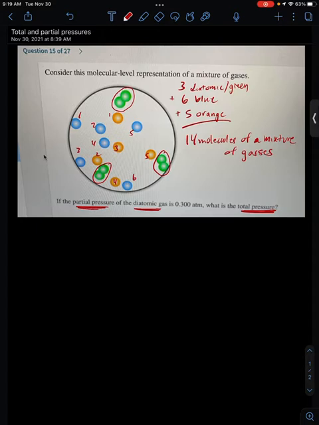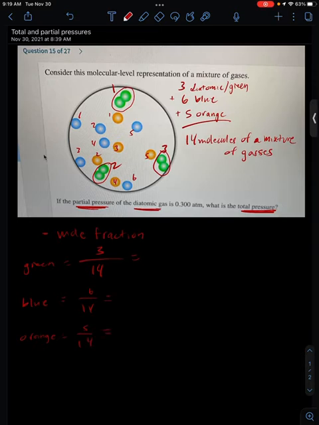Now after we do that, what we're going to need to do is figure out what we call the mole fraction. So the mole fraction is what it sounds like. If we have 3 of our diatomic gas out of the 14, that will give us the mole fraction. It's almost like a percent. So that's for green. For blue, it would be 6 out of 14, and then for orange, 5 out of 14.